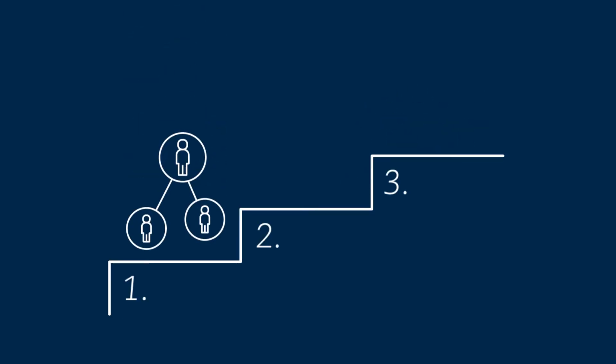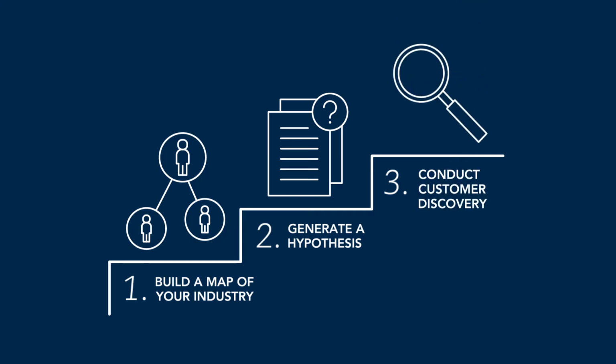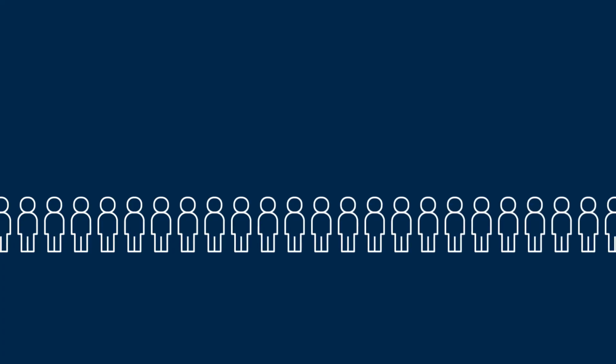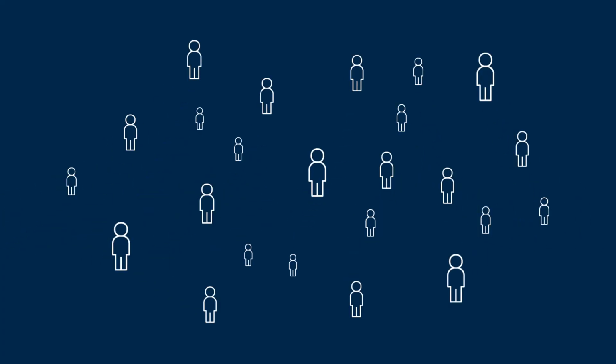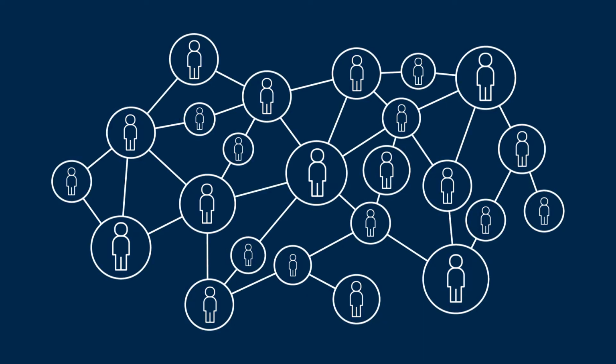Number 1, build a map of your industry, also known as an ecosystem map. Number 2, generate a hypothesis. And number 3, conduct customer discovery. For any new innovation, there is a complex web of people involved in its adoption or rejection. As you go, start drawing a map of how the stakeholders interact.